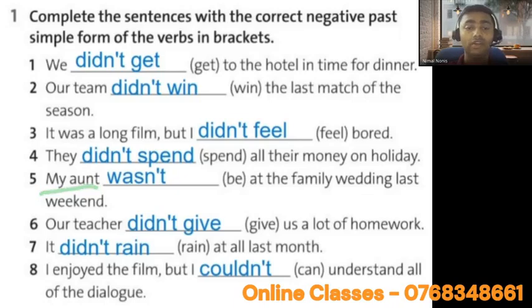And the other thing that you have to remember is if it is a modal verb, can, may, should, right? For those words you have to know the past form. So can, the past form is could, and in the negative it has to be could not. If you contract it, it is couldn't. I enjoyed the film, but I couldn't understand all of the dialogue. That's how it has to be written.